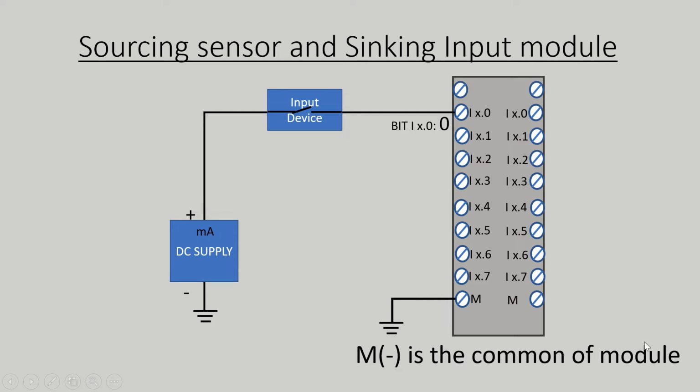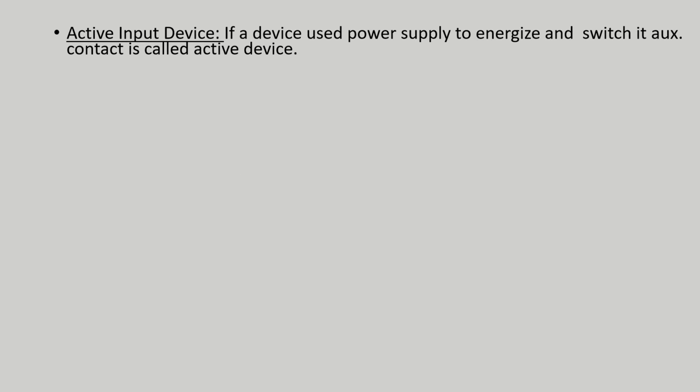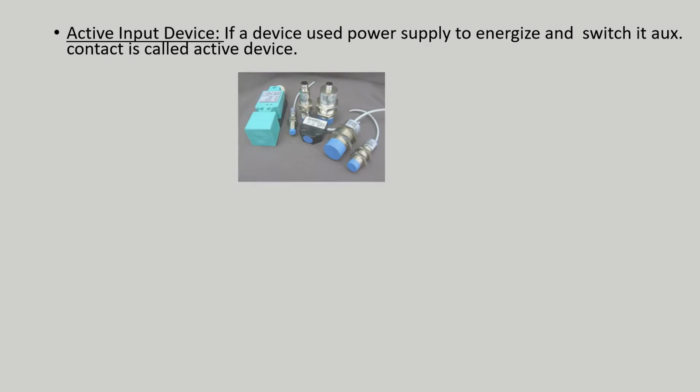Here is an input module with a common supply negative of the power supply. So there are 16 inputs, and one input device is connected to IX.0. This input device is connected from the DC power supply. This input device could be active or passive. If the input device needs power supply to energize and switch its auxiliary contact, it's called an active input device.